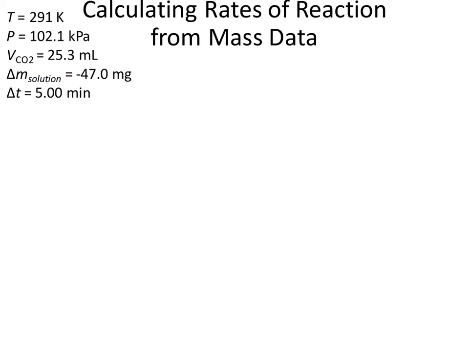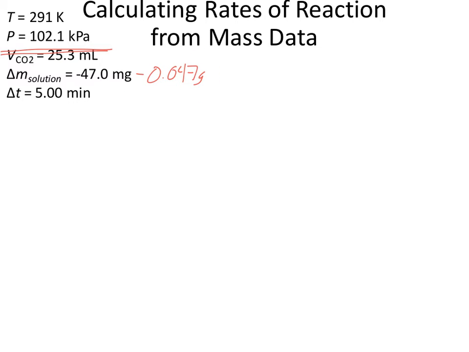Now let's look at the mass data. In terms of mass, we're not going to be looking at the volume of CO2 produced, so we can cross that out. Once again, in this case, this value over here, the 47.0 milligrams, that's going to be 0.047 grams. That's minus for our solution. But what we want to look at here is this is minus. That means the solution has decreased in mass.